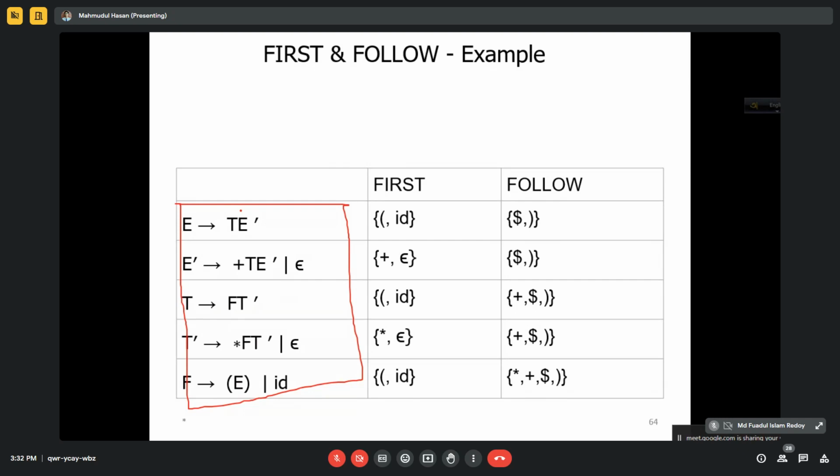One thing you should keep in mind is that when you are trying to find the first and follow of a non-terminal, that grammar should be left recursion free, and there should be no common prefix problem. Then you will be able to find the first and follow values. So this grammar does not have the left recursion problem or the left factoring problem. There is no common prefix problem. Now I am going to find the follow of E.